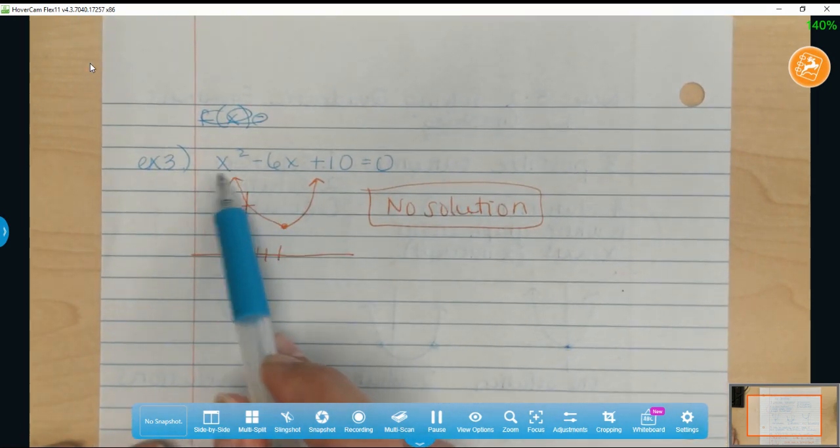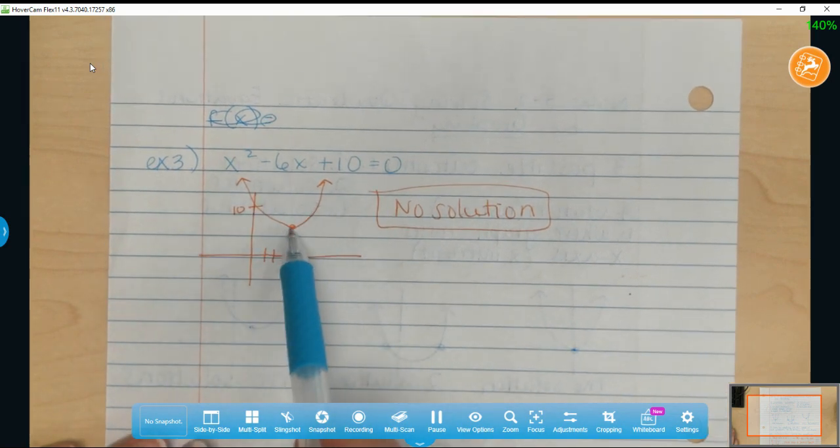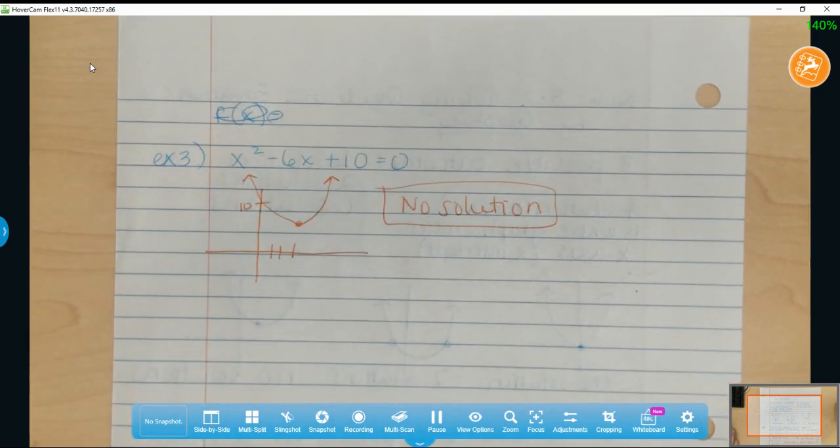And of course, just putting some numbers to it with a real life problem, this is an example of no solution. Our vertex is shifted up and then our parabola opens away from the x-axis, so it will never cross.